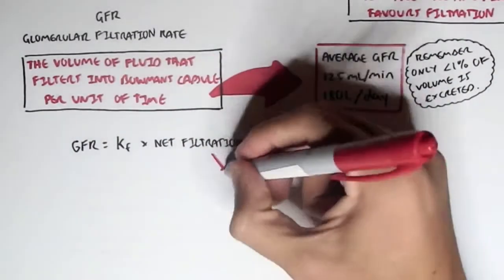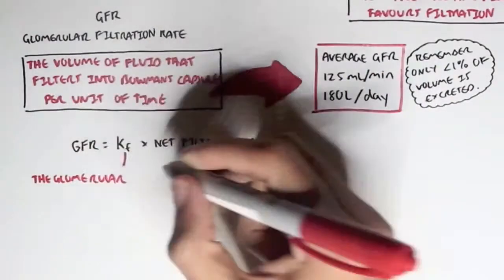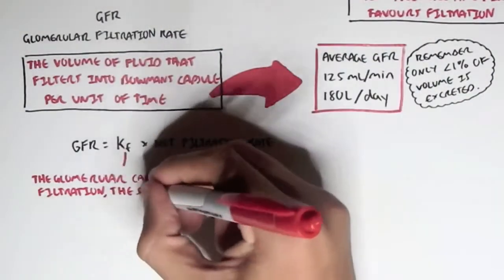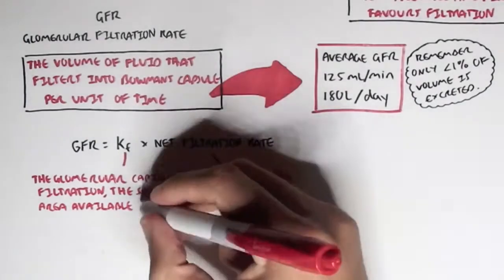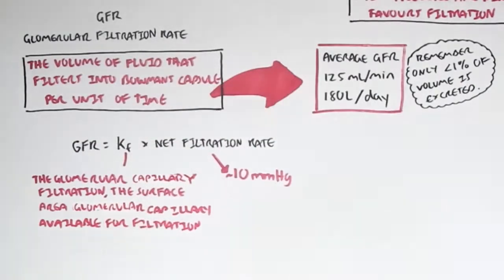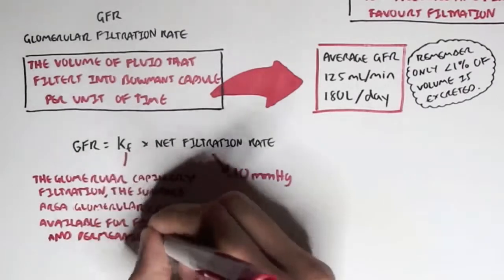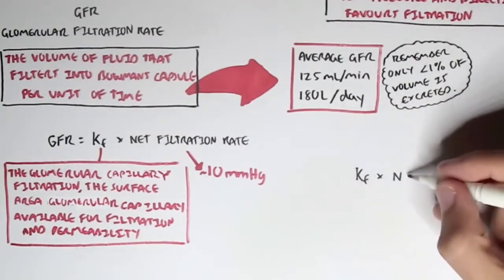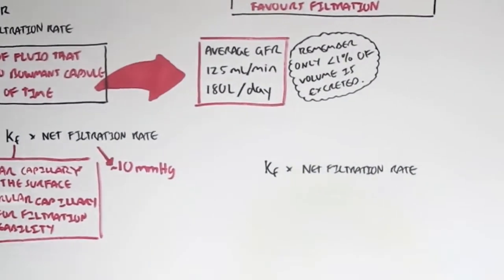So to find GFR, we have to find Kf and multiply it by the net filtration pressure. We know what the net filtration pressure is. It's about 10 millimeters mercury, right? The Kf is the glomerular capillary filtration coefficient, and this is found by measuring the surface area of the glomerular capillary available for filtration and also its permeability. I'm not going to really talk about the Kf, but it is important to know how to calculate the glomerular filtration rate. So why is it important to know how to calculate GFR? Well, Kf times net filtration pressure equals GFR.